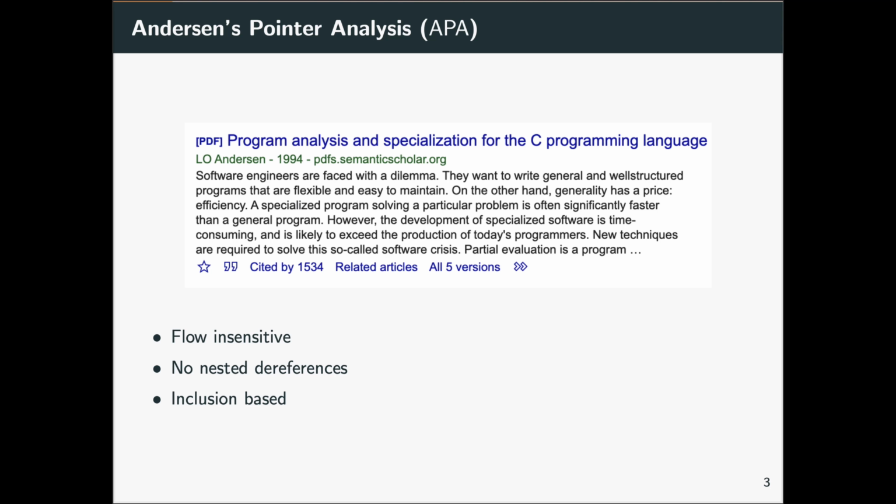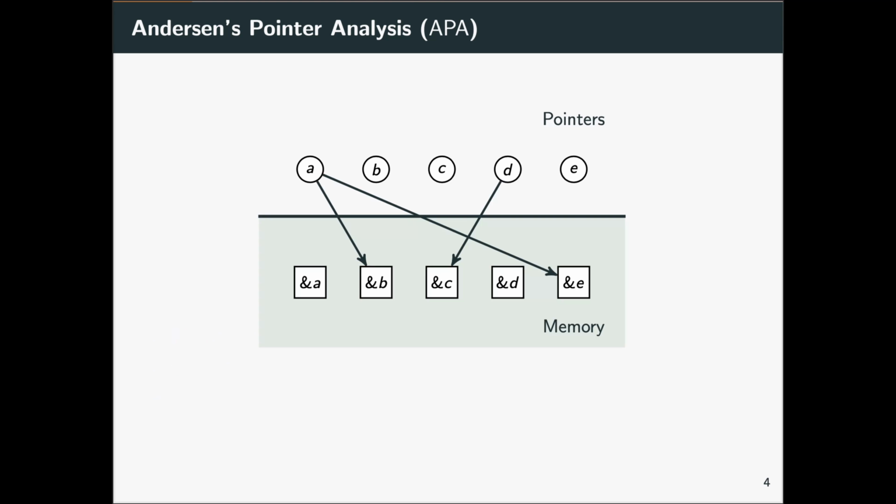Perhaps the most popular analysis is Andersen pointer analysis, which Andersen published in his thesis in '94. As you can see, the thesis is very heavily cited and serves as the basis of many papers coming out to this day. It is a flow-insensitive analysis that does not capture nested pointer dereferences, and it is based on a so-called inclusion principle. So let me give you the big picture behind this principle.